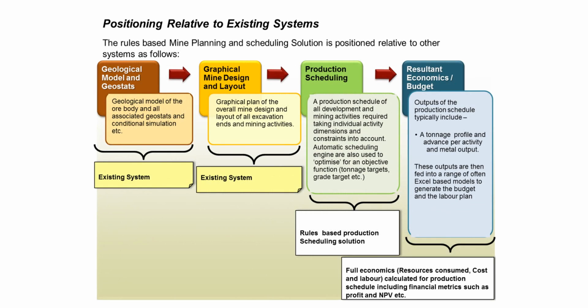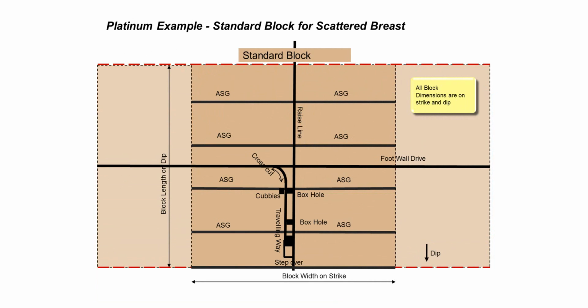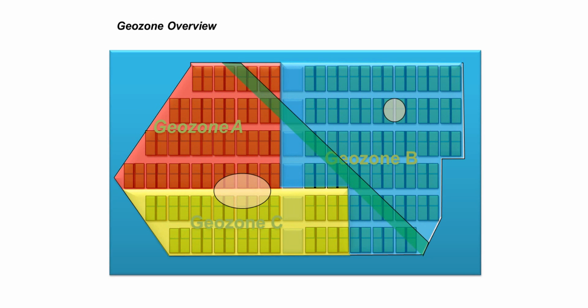In the MRM mine planning value chain, our solution allows for the rapid generation of a production plan and the associated budget and economics. This demo will show how a standard block with its associated sub-activity excavations is configured and scheduled. In this example, you see all the blocks for a scattered breast mining layout with a footwall decline barrel cluster running down the center. The demo that follows shows how a user will configure the mine design and layout, the geological information, and the scheduling logic to generate a production schedule.